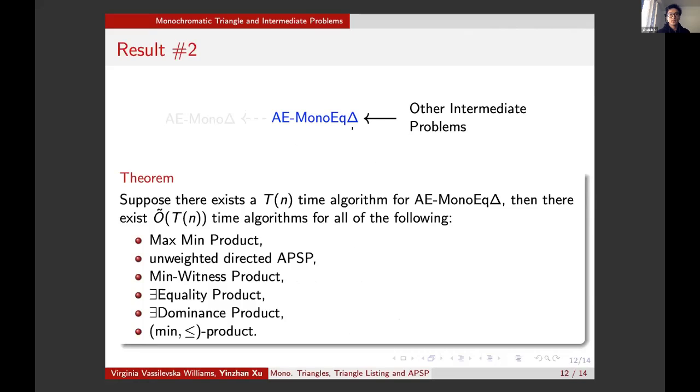Let me first explain this solid arrow. We show that suppose there exists a T(n) time algorithm for all-edges mono-equal triangle, then there also exist Õ(T(n)) time algorithms for all of the following intermediate problems, including the max-min product problem and the unweighted directed APSP problem. So this is a reduction that always works, and it essentially shows that this newly defined all-edges mono-equal triangle problem is harder than many other intermediate problems.